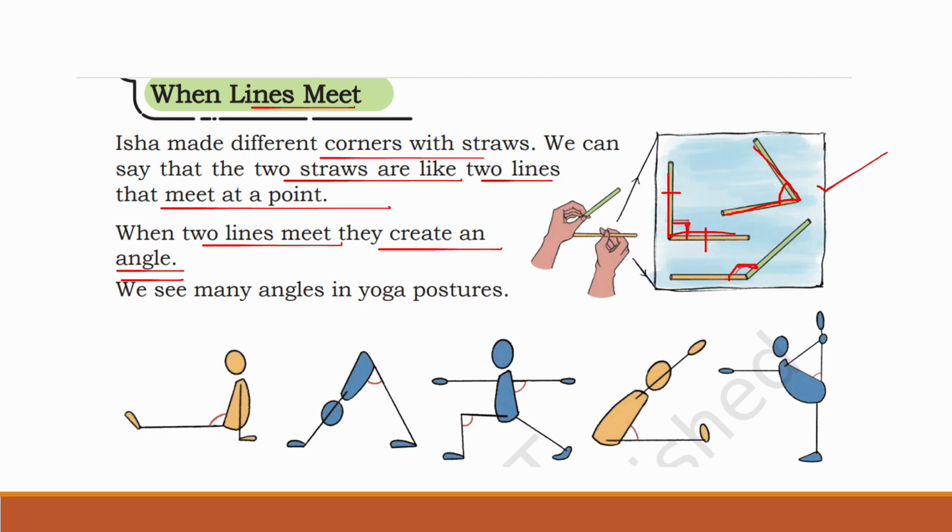We see many angles in yoga postures. See these pictures? Here you can see one angle. Then here you can see another angle. See the third picture. One angle is here. Another angle is here. Then you can see an angle here. Then you can see an angle here in this last picture.